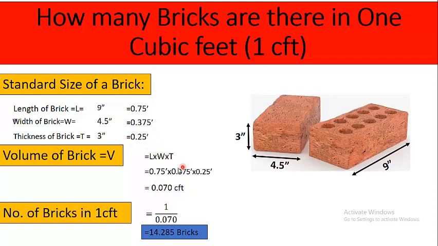To get the volume of a brick, we will multiply all these three dimensions, length multiplied by width multiplied by thickness, and we will get 0.070 cubic feet or CFT. Now to calculate the number of bricks in 1 CFT, we will divide 1 by this value, and we will get 14.285 bricks. This is the number of bricks in 1 cubic foot.